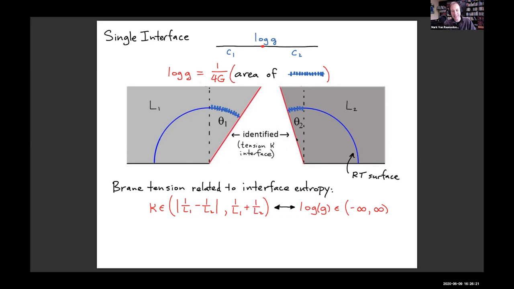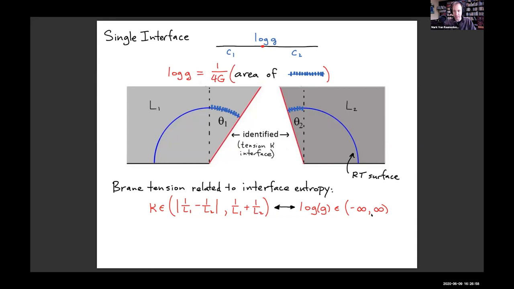is the interface entropy. So geometrically, the interface entropy is the area of this region here and the area of this region here of the RT surface. And that gives you some formula for log g in terms of all these parameters. Okay, I won't write the formula. It's a little bit complicated, but I'll mention that the formula relates some specific interval of tensions to the full range of possible boundary entropies.